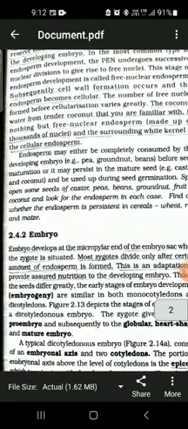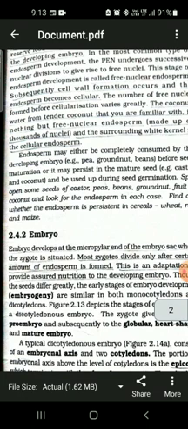Embryogeny is the process of development of embryo, and it is almost similar in both monocot and dicot. Figure 2.14 is depicting the structure of the typical embryo in a monocot, and figure 2.13, diagram B, is representing the embryo in the dicot plants.